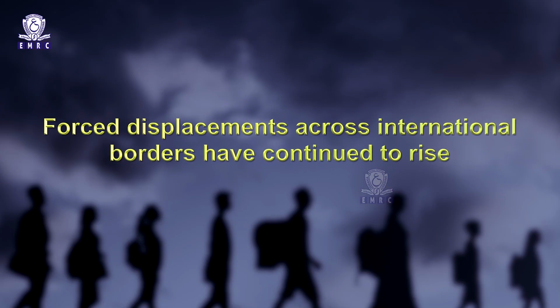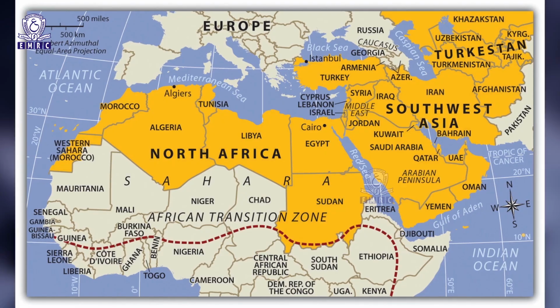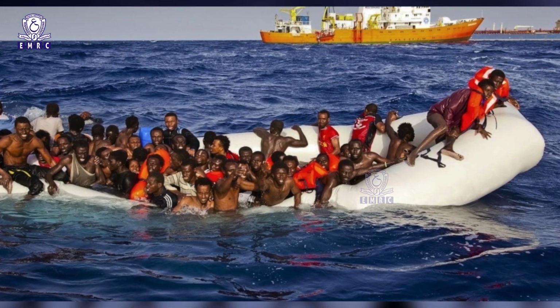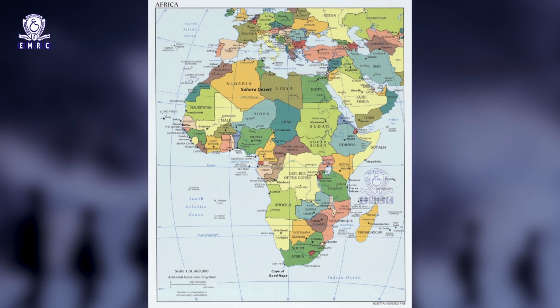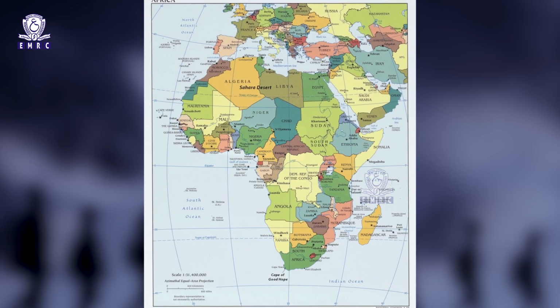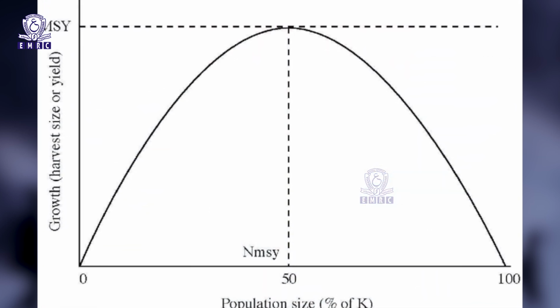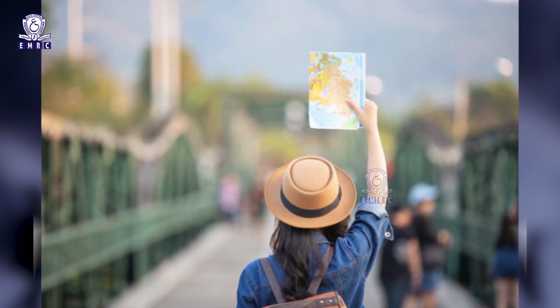Forced displacements across international borders have continued to rise. The global number of refugees and asylum seekers increased by about 13 million between 2010 and 2017, accounting for close to a quarter of the increase in the number of all international migrants. Northern Africa and Western Asia host around 46% of the global number of refugees and asylum seekers, followed by Sub-Saharan Africa with close to 21%.